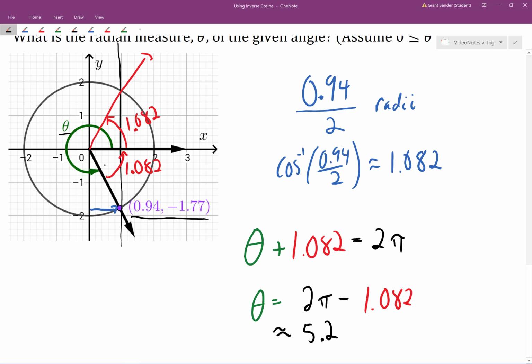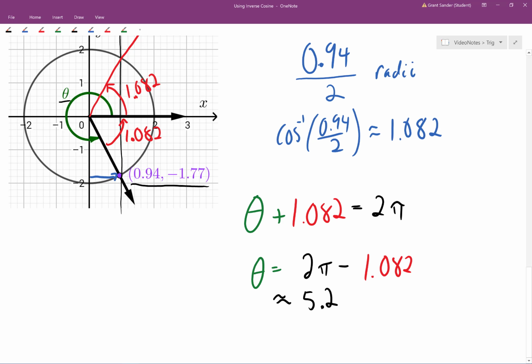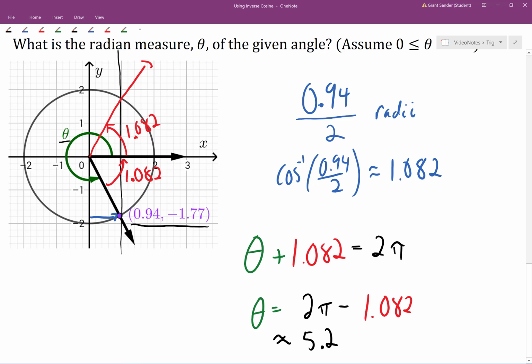So in cases like this, we need to be a little careful about what the output of the cosine inverse function gives us. It always gives us a radian angle measure where the terminal ray is in the top half of the circle. And if our terminal ray actually points to the bottom half of the circle, we have to do a little extra work.